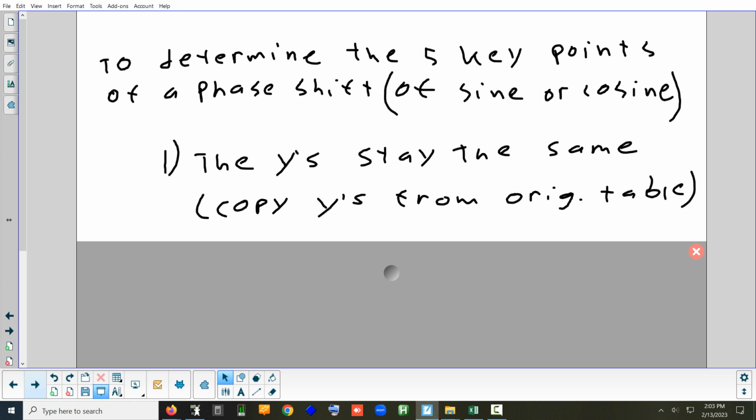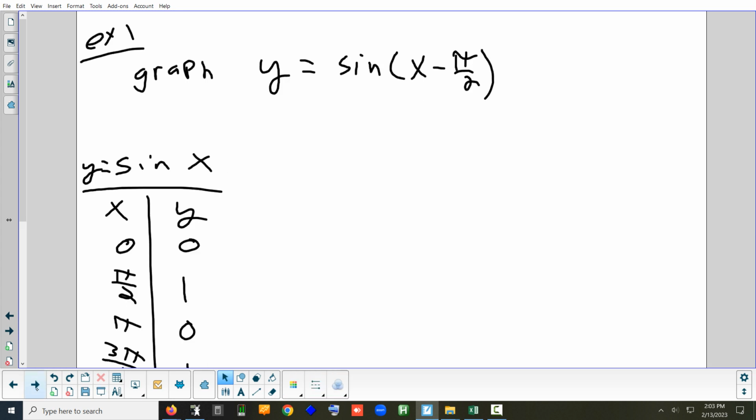All right, so what's going to happen to the x's? Well, I want to look at the first problem. Don't write it down yet, because we still got to write down what happens to the x's. Look at the first problem we're going to do. It's x minus pi over 2. Which way are all the x's going to get shifted in this problem? To the left or to the right?